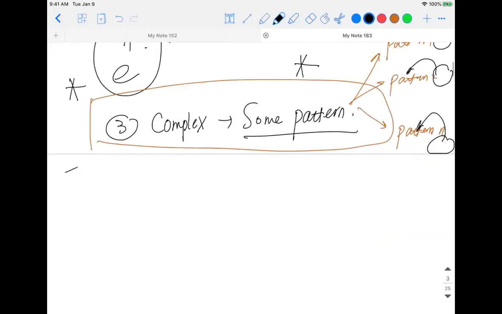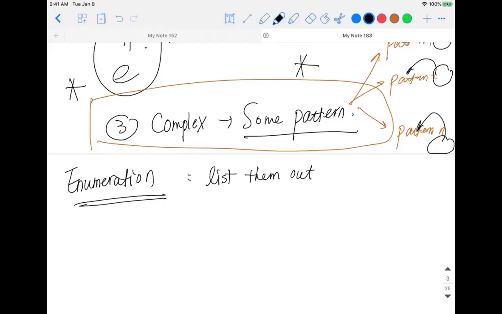Okay, enumeration. So what is enumeration? If you do a Google search, you're going to find out enumeration means list them out. That's the meaning of this word. However, there are two ways to list them out. One is what's very famous, the exhaustive method.